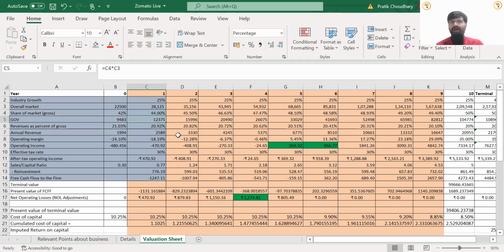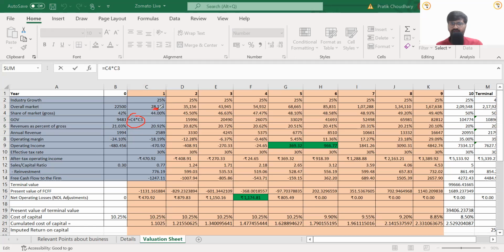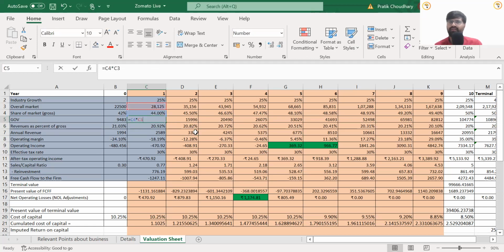Okay. Now, GOV is basically something where 28,000 crore of food will be ordered in the total industry, in which 44% share will be ours. So what will be our platform's total ordered food value? Nothing but 28,000 crore into 44%. Look here, right? C4 into C3. This particular thing will give us the value of the amount of food ordered on our platform. That would be 12,375 crore.